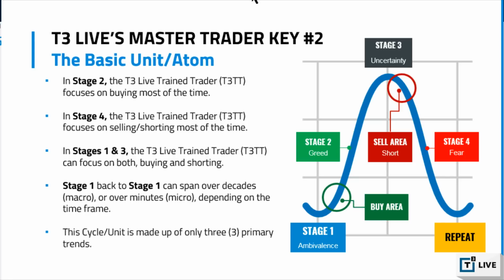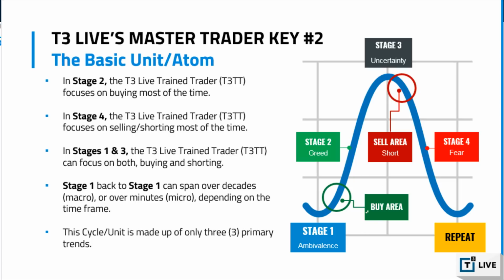In stage 2, the trader focuses on buying most of the time because you have an uptrend. You don't want to be shorting an uptrend. In stage 4, you want to focus on selling most of the time because the stock is in a downtrend. In stages 1 and 3, you can do both. However, in stage 1, you want to focus more on buying because you know after stage 1, you always get stage 2. Now you might say, well, wait a second, how do I know it's stage 1 versus stage 3? There are characteristics to both stage 1 and stage 3 that are completely different. It would be outside the context of today's lesson, but we'll get to it in future lessons.